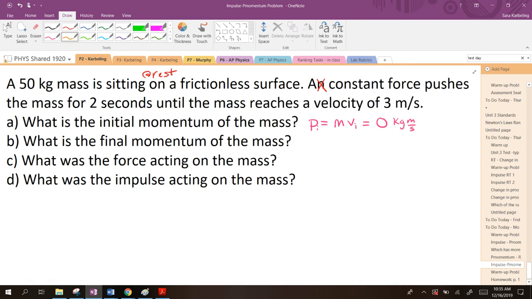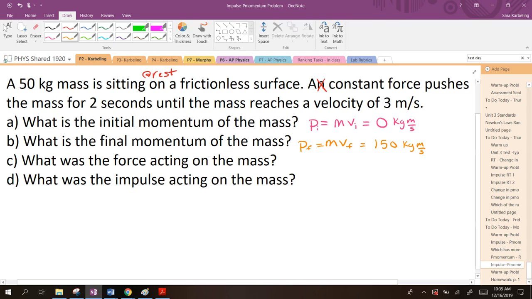We'll come up with a nicer way in just a second, but let's do final momentum. So final momentum, p_f, is equal to m v final. So you got your 50 kilograms, and it reaches a velocity of 3 meters per second. So 50 times 3, I can do that in my head. What you got? 150. 150 what? Not newtons. Kilogram meter per second, right? That's it.